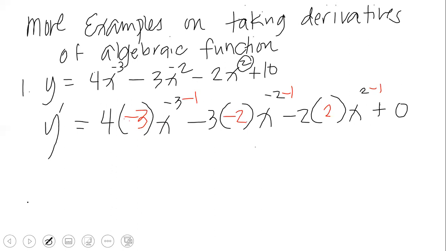So, let's simplify everything. That will become negative 12x raised to negative 4, plus 6x raised to negative 3, minus 4x raised to 1, or 4x as is. Then the derivative of the constant is 0.